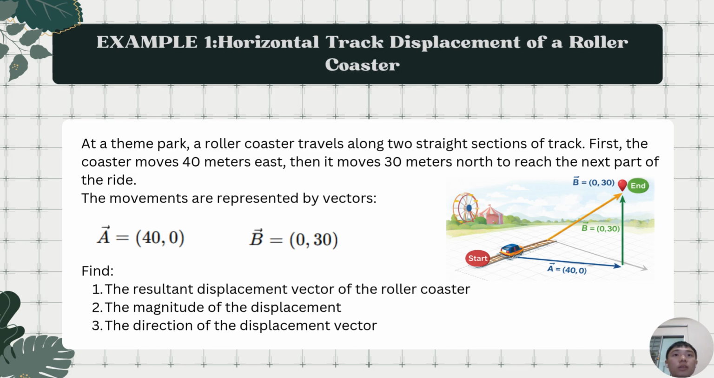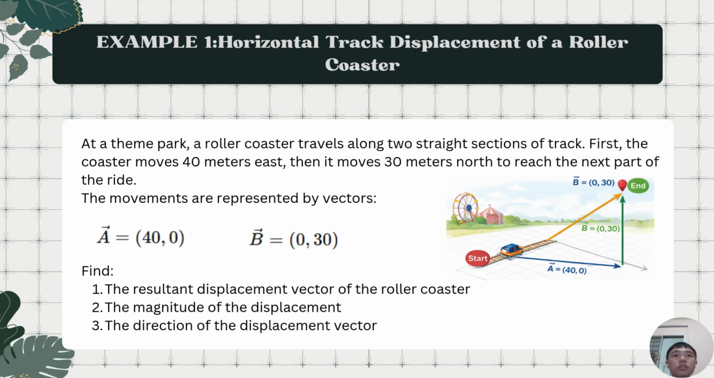These two movements can be represented using vectors. The reason we use vectors is because each movement has both a magnitude, which is the distance traveled, and a direction, which is east or north. This scenario is a simple example, but it clearly shows how vectors can be used to analyze the movement of an object. From this situation, we will be able to find the resultant displacement, the total displacement distance, and the final direction of movement.